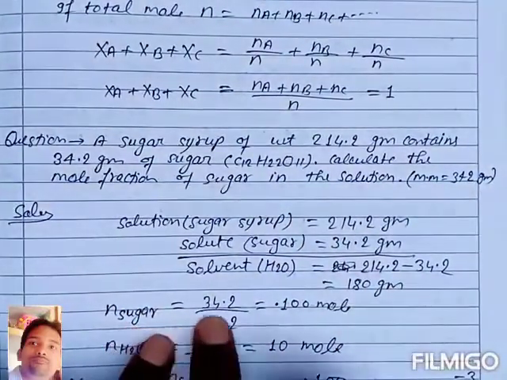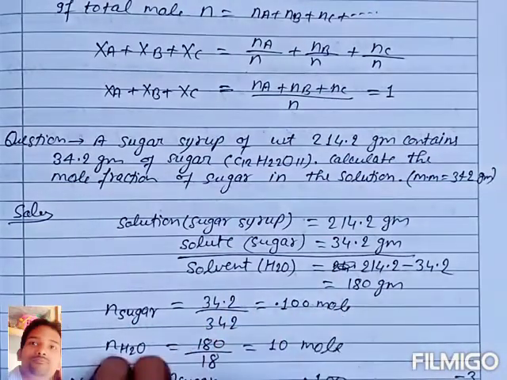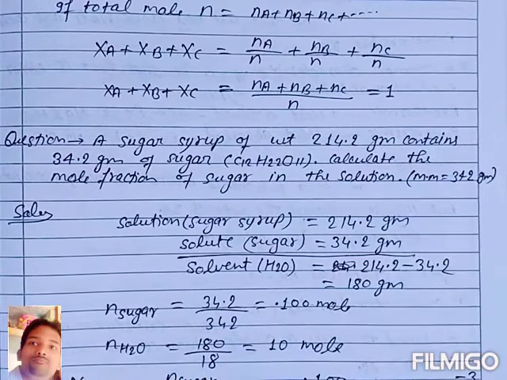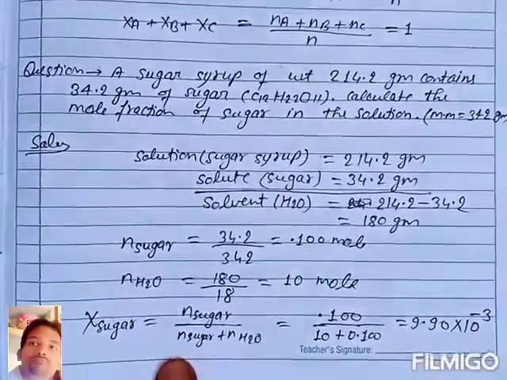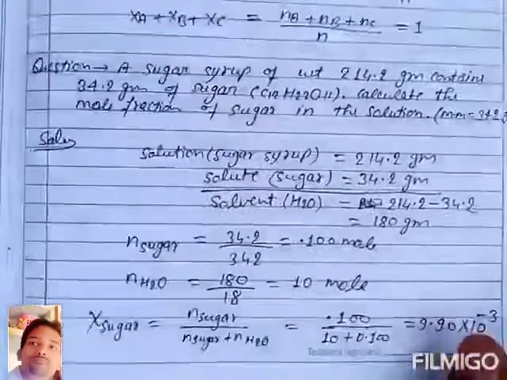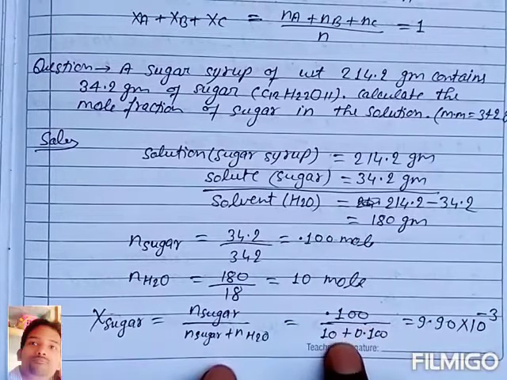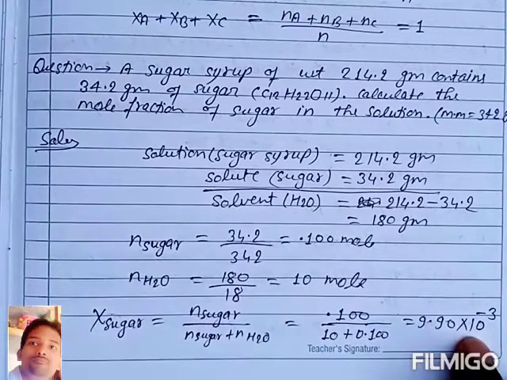Now moles of sugar is 34.2 divided by 342, which is equal to 0.1 mole, and moles of water is 180 divided by 18, which is equal to 10 moles. Now the mole fraction of sugar is equal to moles of sugar divided by moles of sugar plus moles of water, which is 0.1 divided by 10 plus 0.1, equal to 9.90 into 10 to the power minus 3. These are the concentration related questions, definitions and problems.